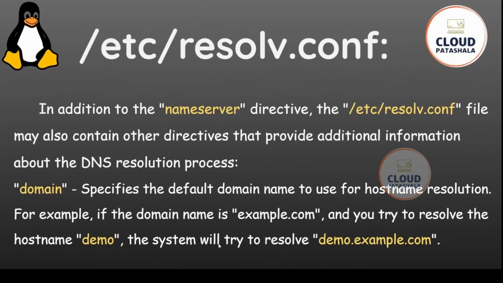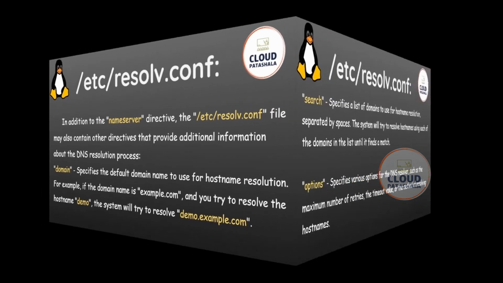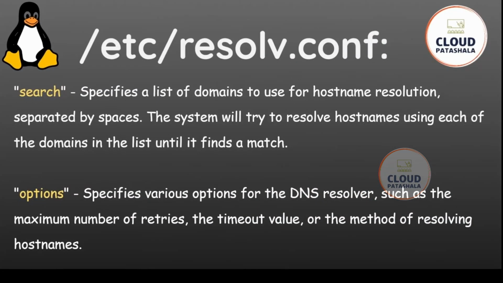So as you have seen, in addition to the name server directive, the /etc/resolv.conf file may also contain other directives that provide additional information about the DNS resolution process, they being domain, which specifies the default domain name to use for the host name resolution. For example, if the domain name is example.com and you try to resolve the host name demo, the system will try to resolve it as demo.example.com. Similarly, search specifies the list of domains to use for the hostname resolution separated by spaces.